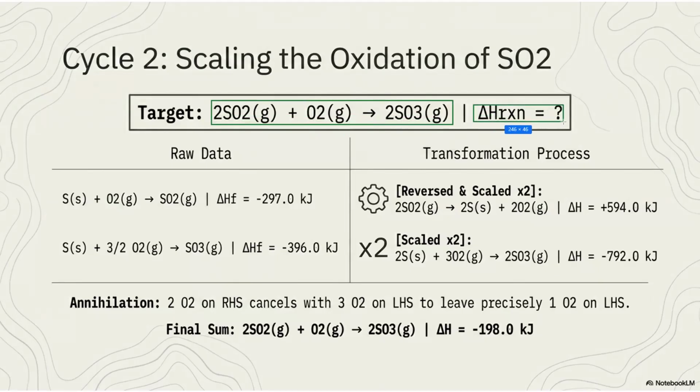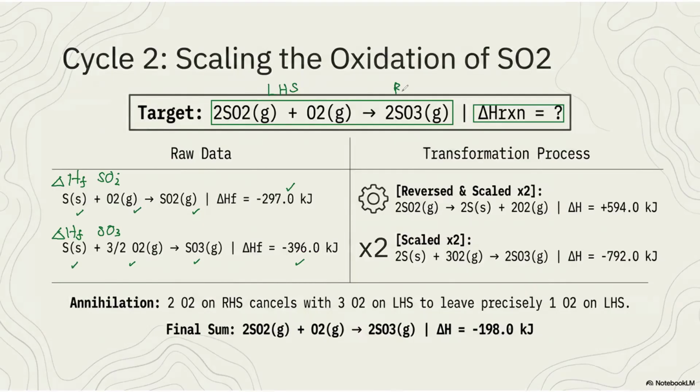The enthalpy change of reaction is what you want to find. You were given the following information. You were given the formation of sulfur dioxide, which can be written as S plus O2 gas giving SO2, with enthalpy change of formation negative 297.0 kilojoule per mole. You are also given the enthalpy change of formation for sulfur trioxide, so you write the equation S plus 3 over 2 O2 gives SO3. This will release negative 396.0.